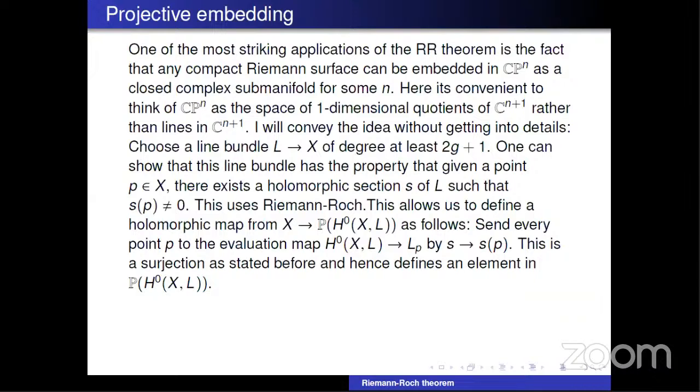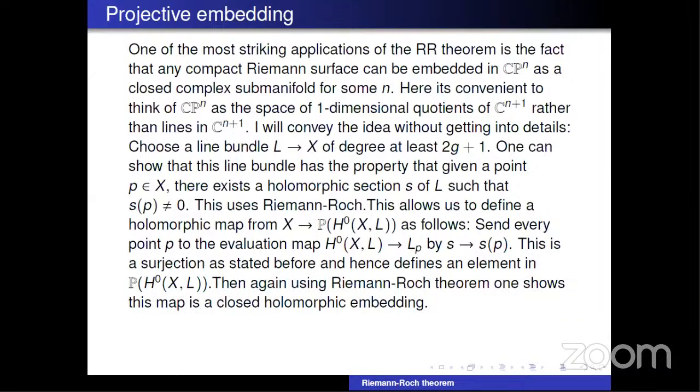Now this is a surjection as stated before, because there is a section which is non-zero at P. Any non-zero map from a vector space to a one-dimensional vector space is surjective. Non-zero is the same as surjective here. So this is a surjective map, and therefore defines an element in the projectivization of H^0(X, L). This is the map from X to the projectivization of H^0(X, L) we have defined. Then again, using the Riemann-Roch theorem, one shows that this map is a closed holomorphic embedding.